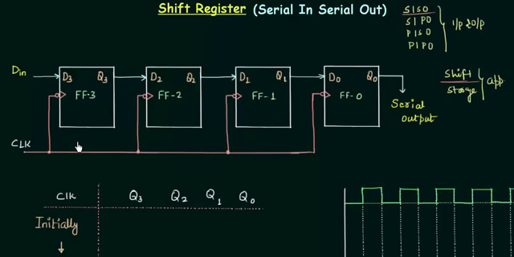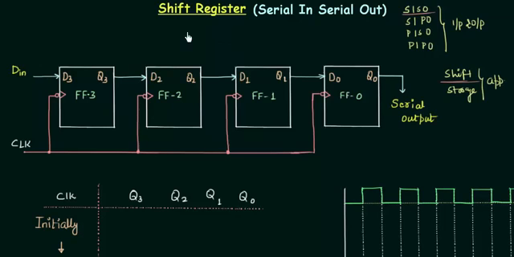I am calling it shift right because the data is input to the left flip-flop and the stored value is shifted to the right, and finally we have our serial output. If you understand this circuit, you can easily have your shift left mode. So I am not going to explain the shift left mode, but I will explain the shift right mode, and you can do the shift left mode by yourself. So let's start with the shift register.